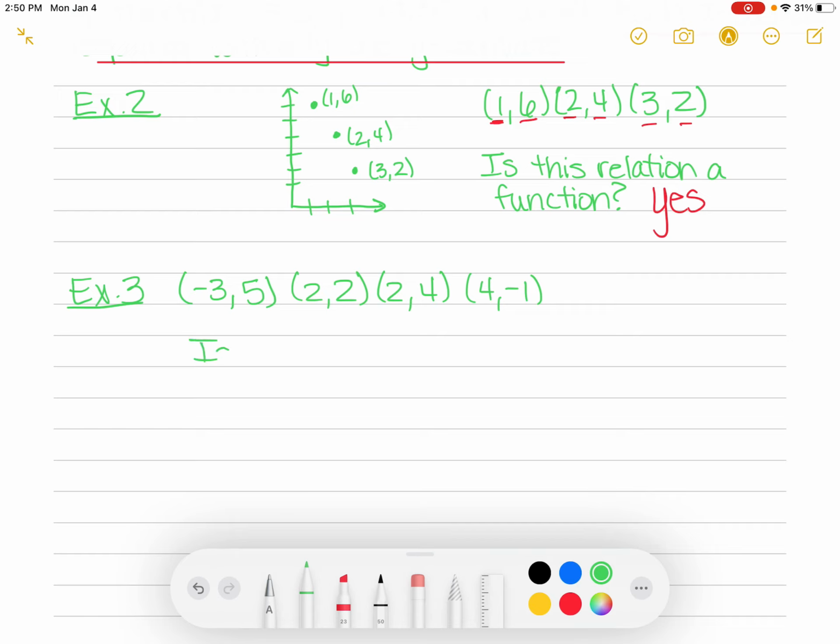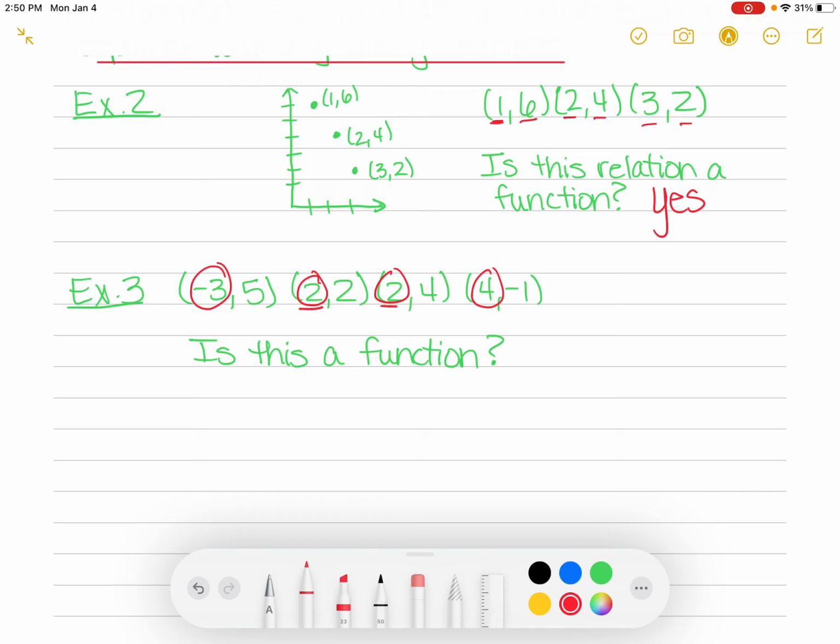So is this a relation? I mean, a function. Is this a function? We know it's a relation because that's just a set of ordered pairs, but is it a function? So does each x only have one y? Okay, well, this is the way you look at it. You look at all the x's and you see, do I have more than one x that is the same?